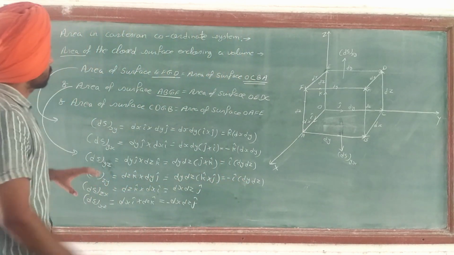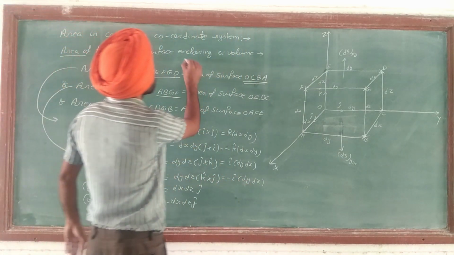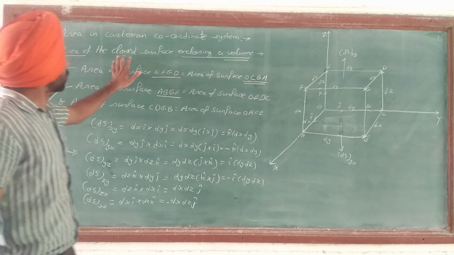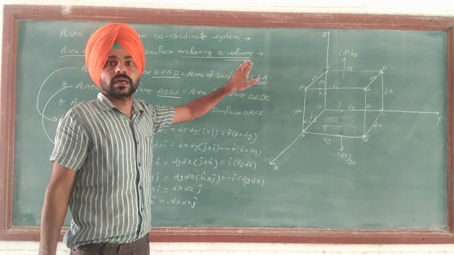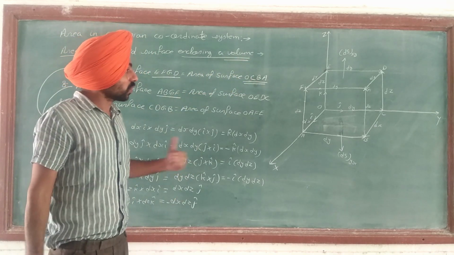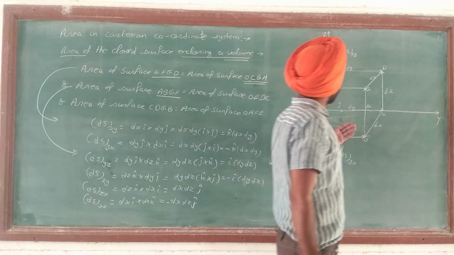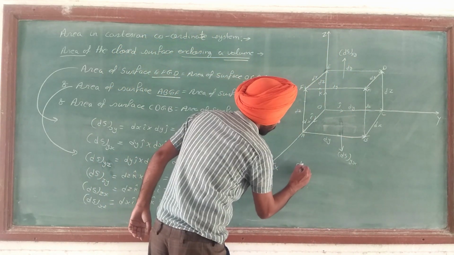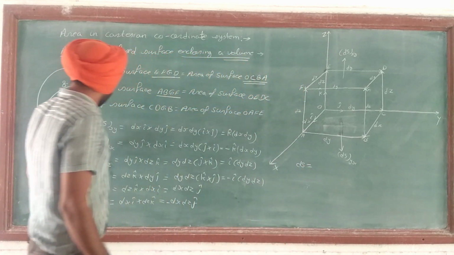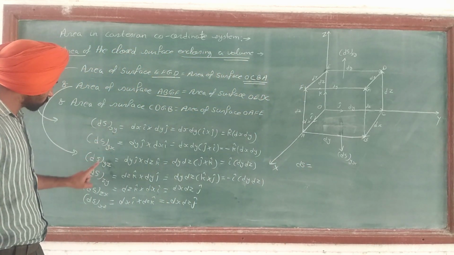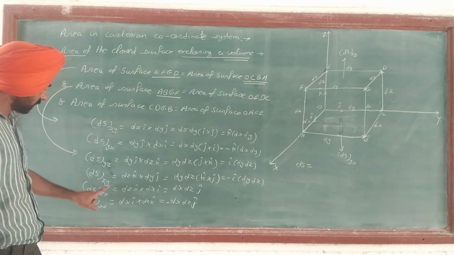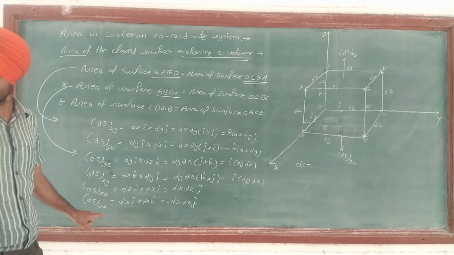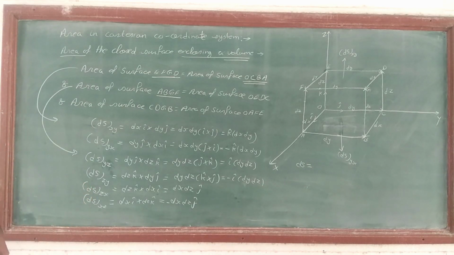So finally we have to find out the area vector for all the 6 faces of this diagram. So these faces enclose some volume. That's why we have entitled it area of the closed surface enclosing a volume. Now the total area of the surface enclosing this volume is ds. ds is ds xy plus ds yx plus ds yz plus ds zy plus ds zx plus ds xz. We have to do the sum of all the area vectors.